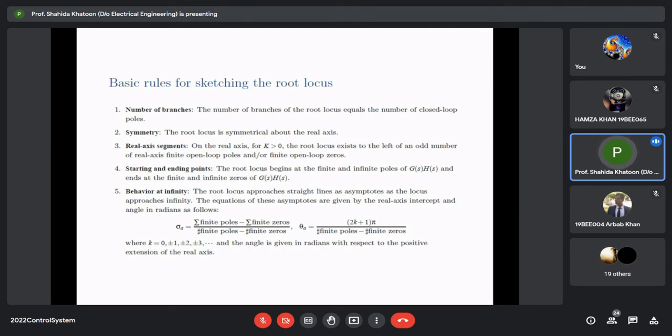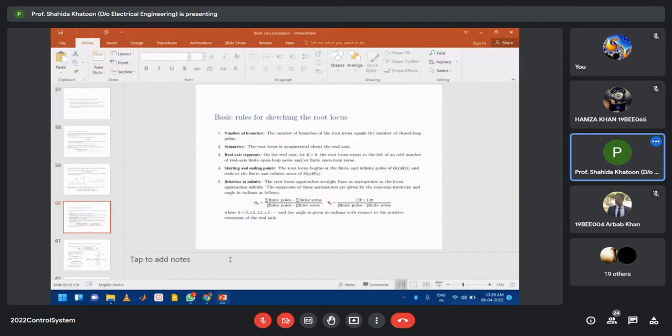Now, what is the behavior at infinity? The root locus approaches straight lines as asymptotes as the locus approaches infinity. The equations for these asymptotes are given by real axis intercept and angle in radians as follows. So sigma A is basically summation of finite poles minus summation of finite zeros upon number of finite poles minus number of finite zeros. And theta A is given by (2k plus 1) into pi upon number of finite poles minus number of finite zeros, where k varies from 0, plus minus 1, plus minus 2, plus minus 3, and the angle is given in radians with respect to the positive extension of the real axis. I want you to note this as the rule for sketching the root locus. Please note it down.